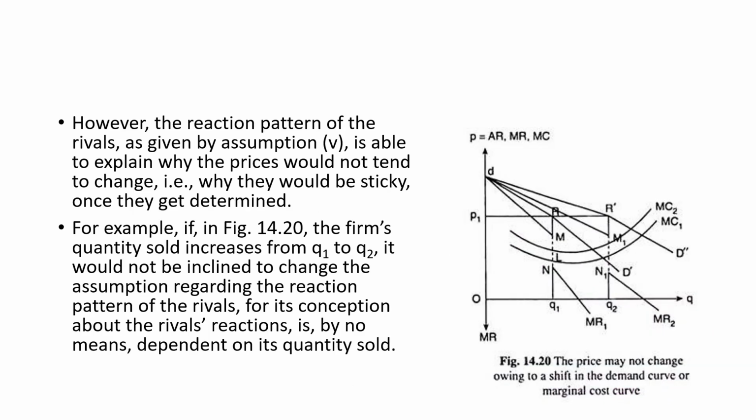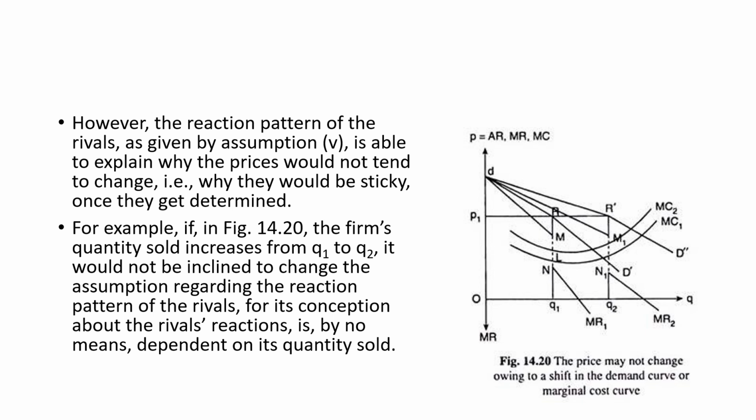It would be having a kink at the point which is indicated by the indicator R. However, we have to understand that the reaction pattern of the rival as given by assumption 5 is able to explain why the price won't tend to change. Or else we could say, why there would be sticky price in the oligopolistic market.